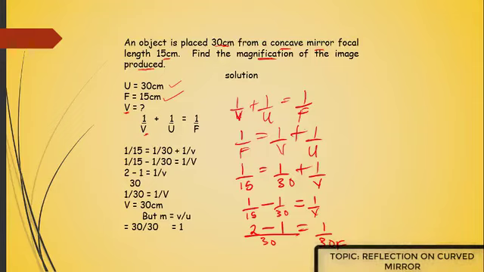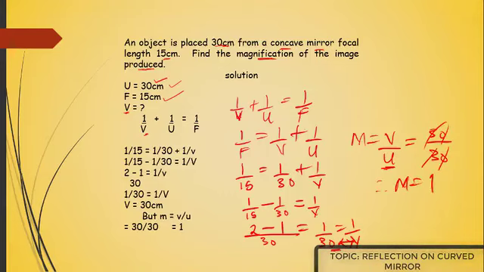Now we just have to find our magnification, which is image distance over object distance. V is 30, and u is 30 as well. 0 cancels 0, 3 cancels 3. Therefore, our magnification is equal to 1.